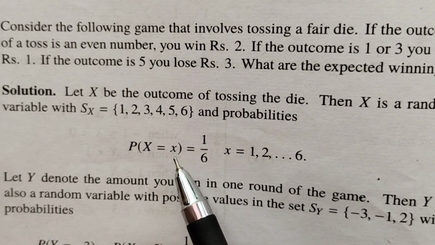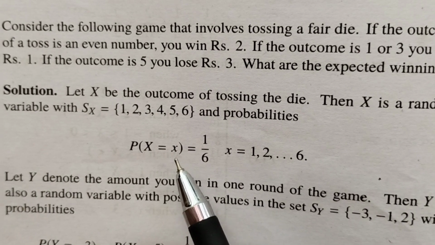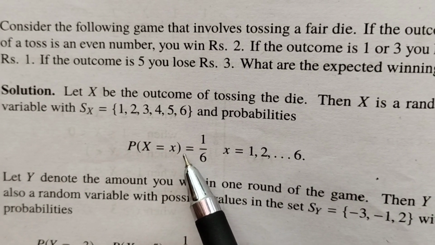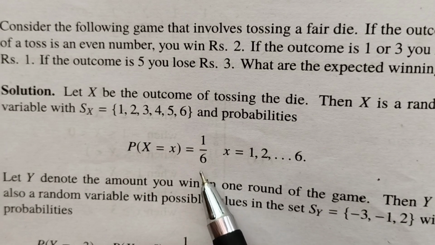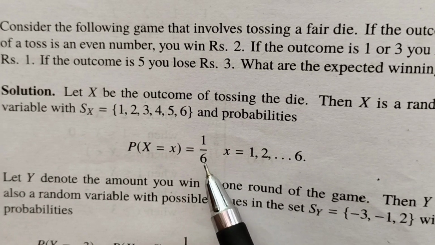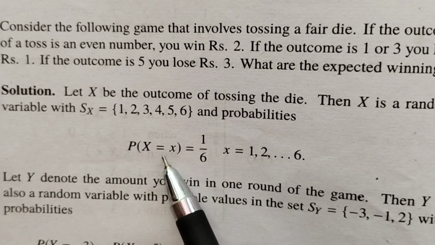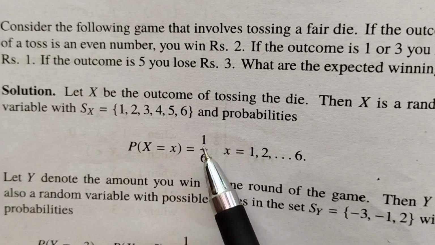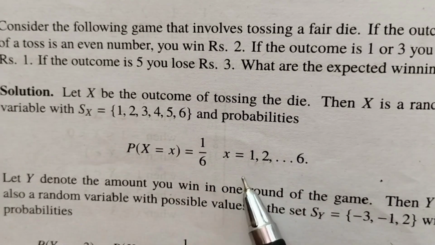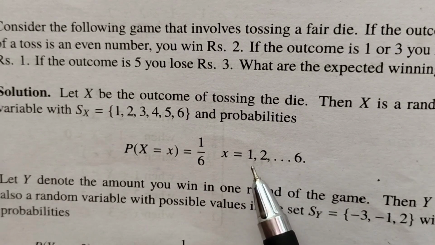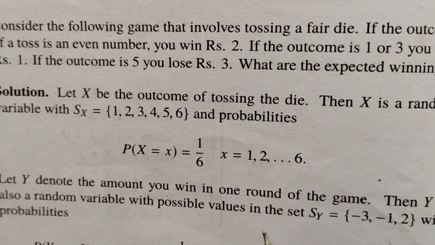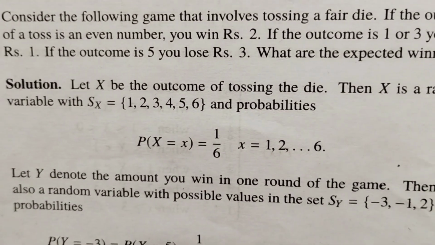Similarly, the die has only one face with the number 2, so the probability of x equal to 2 is 1 by 6, and so on. The probability of x equal to 6 is also 1 by 6. So this is the random variable, that is, x is equal to 1, 2, 3, up to 6. Now, what is y?